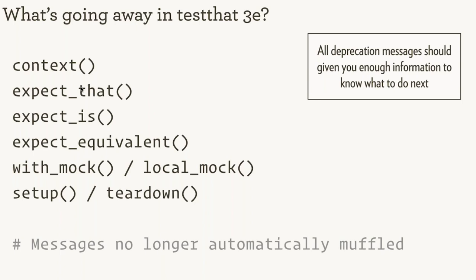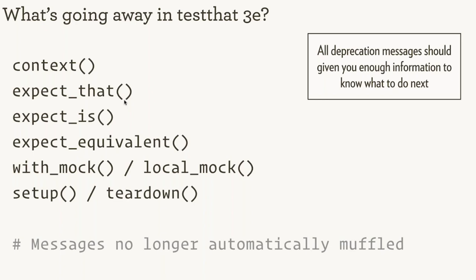This was the first excessively clever API that testthat used, where every test had the flavor that you could read it like a sentence, like testthat blah is true. And I pretty quickly decided that was excessively clever, not very good. And so we're finally deprecating that for good.